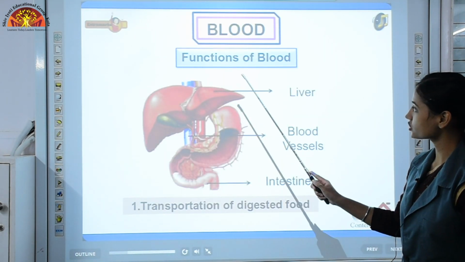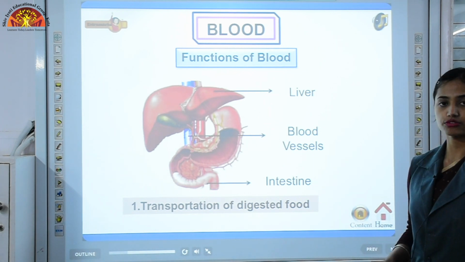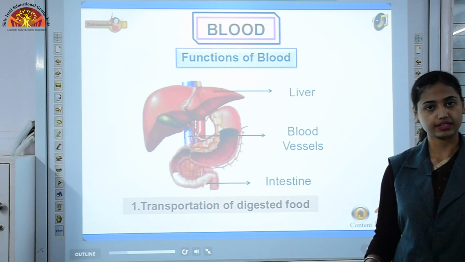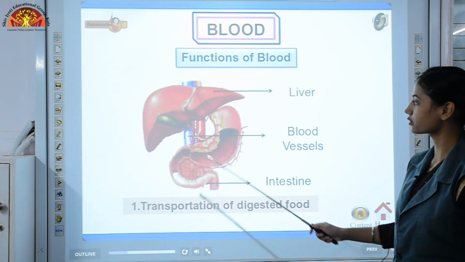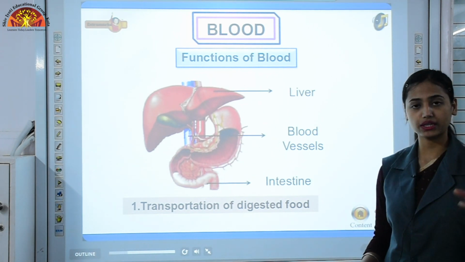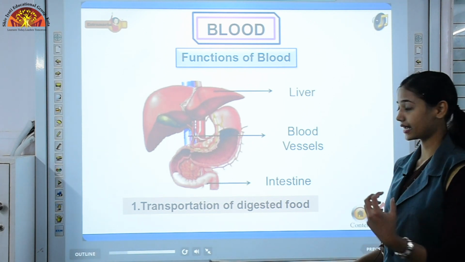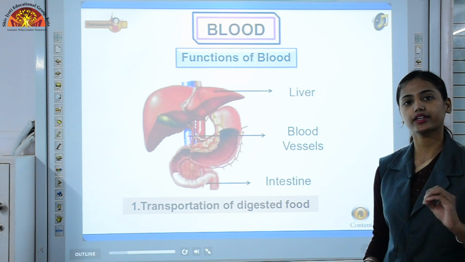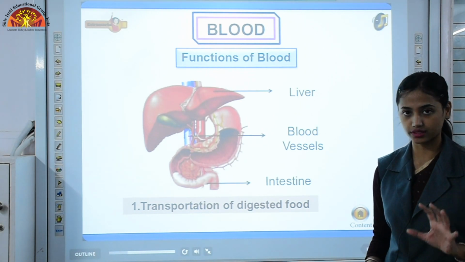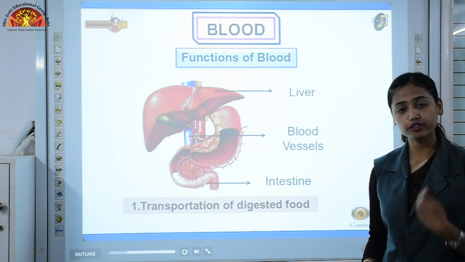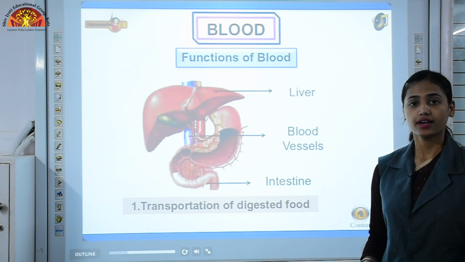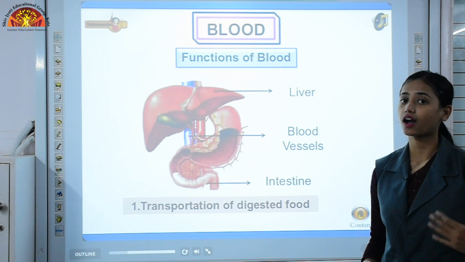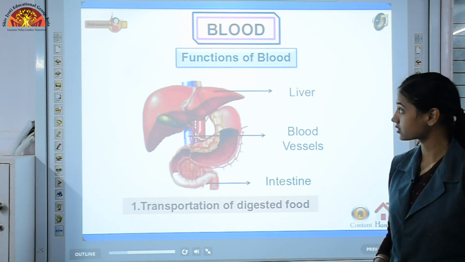So these are functions of blood, the first component of the circulatory system. It transports digested food, because blood has that digested food. Blood contains oxygen, carbon dioxide, waste products, everything is present in our blood, and blood flows in our body. And who is responsible for that flow, for that circulation? Heart. Heart pumps the blood.